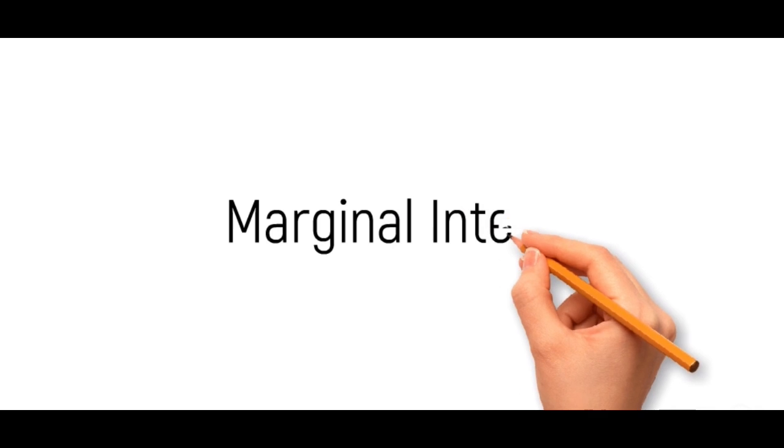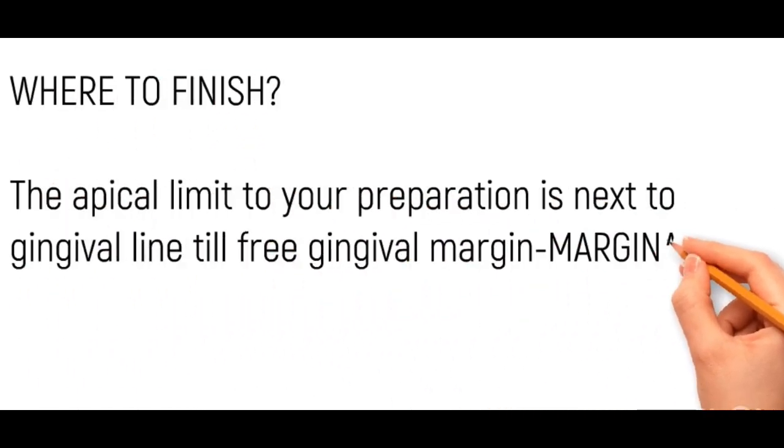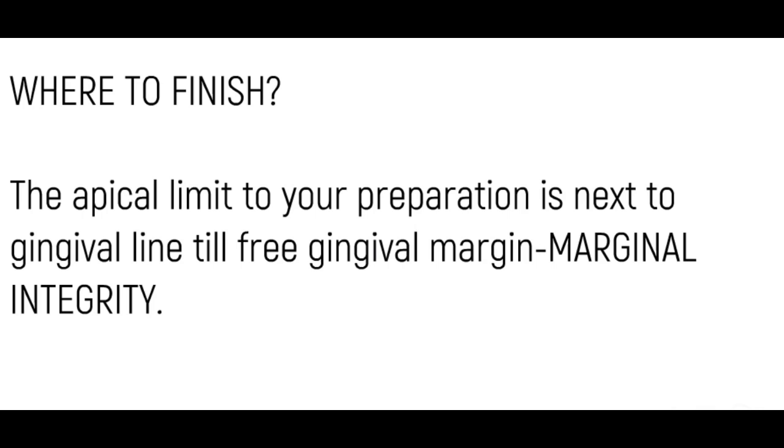Now in this video we are going to talk about marginal integrity. By marginal integrity we mean where we have to finish the restoration, that is, where is going to be the ending point of the margin. The apical limit to your preparation is next to the gingival line till free gingival margin, and this is known as the marginal integrity.